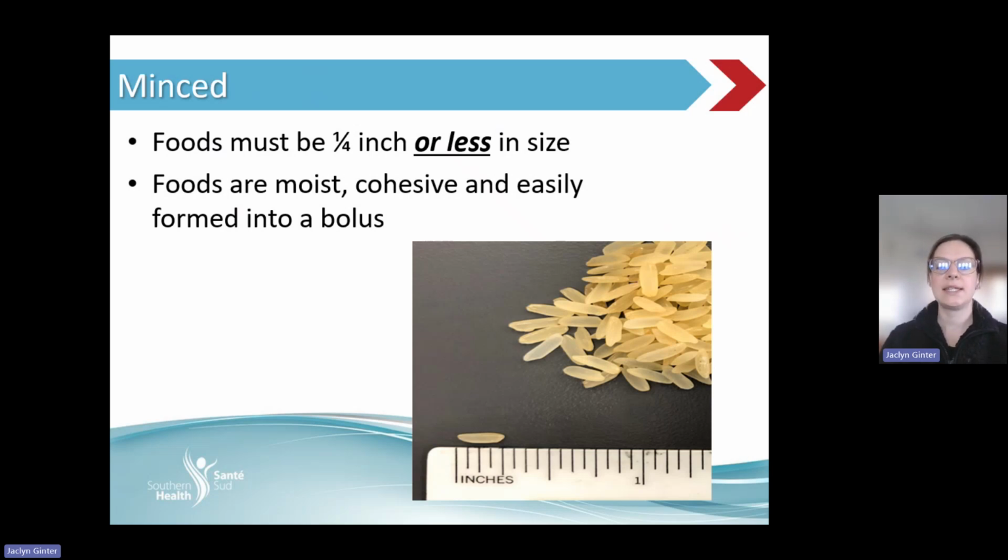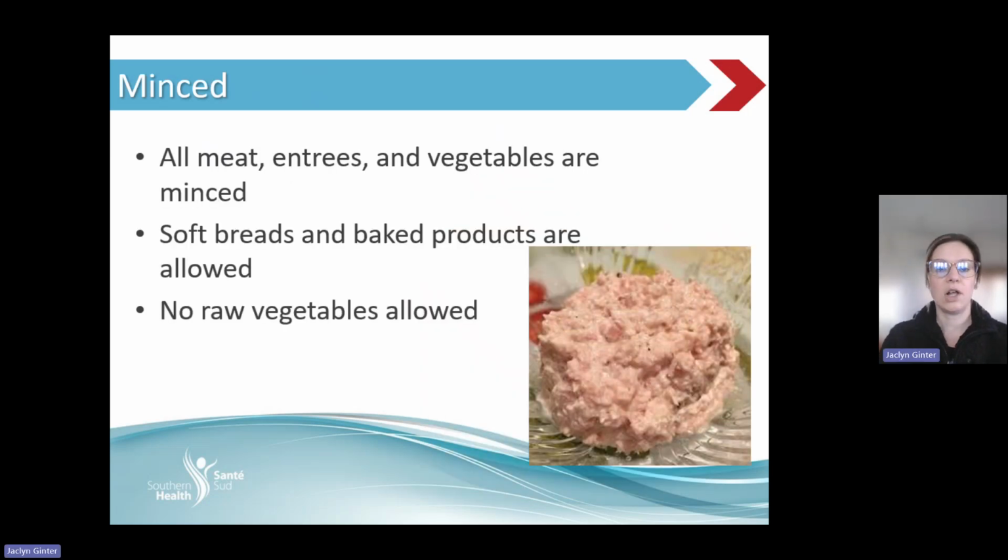So if you think about eating rice, that's kind of a tricky one. When you do eat it, it kind of disperses in the mouth, and it's a little bit more difficult for you to form that ball before you perform the swallow. Certain foods are easier to form into that bolus. For the minced diet, all meat, entrees, and vegetables are minced. Soft breads and baked products are allowed, and there's no raw vegetables allowed on this diet.